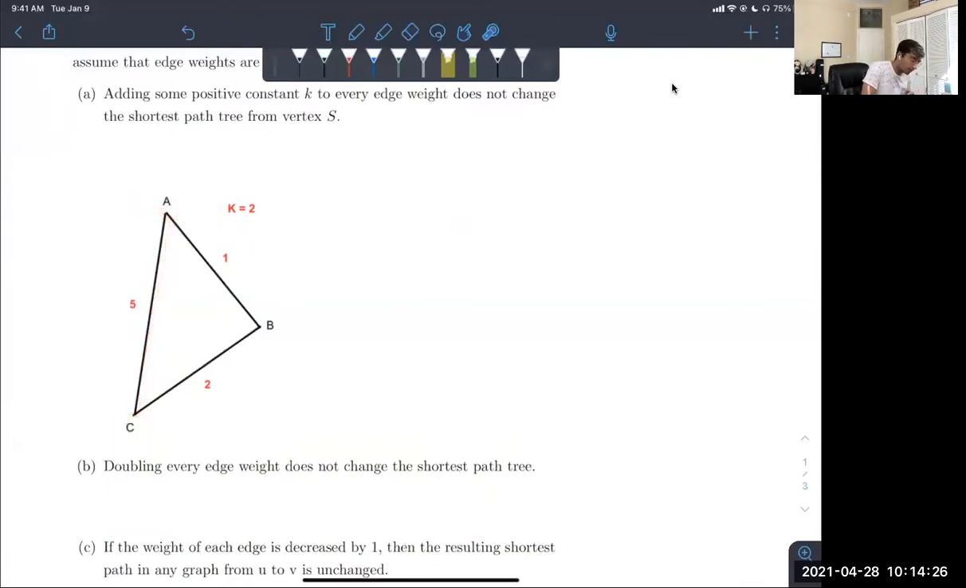So from A to C, we can see that the path would be 5, whereas the path from A, B, C would be 1 plus 2, which is equal to 3. So just from this, we can see the shortest path would be from A, B, C.